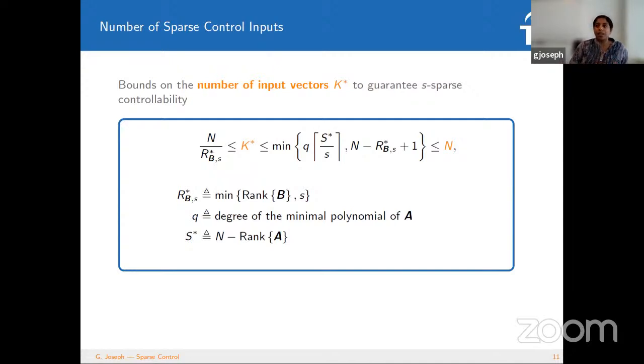So how does that change with sparse control inputs? We have a bound on the number of input vectors. I will not go into the details, but the bottom line is that we need at most again n inputs to control the system. So the number of input vectors k star is upper bounded by capital N. In other words, in the worst case scenario, we are not losing anything by using sparse control in the system. So K is always upper bounded by N. We'll use this slightly later when we discuss the design of control inputs. But with this, we'll conclude this part.